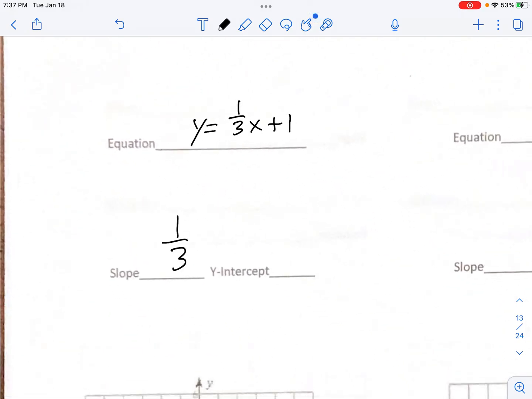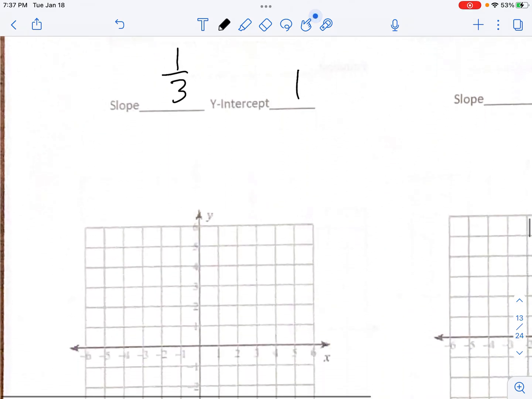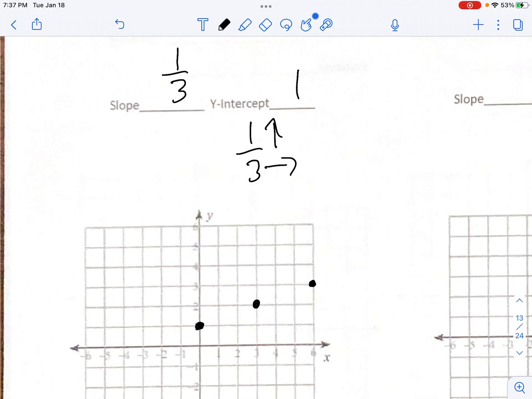Your slope is 1/3. Y-intercept is 1. So you would plot the y-intercept at 1. And then you're going to go up 1 and right 3 because your slope is 1 over 3. And then one more time, up 1, right 3. And then draw your line.